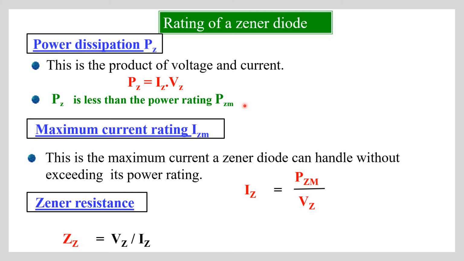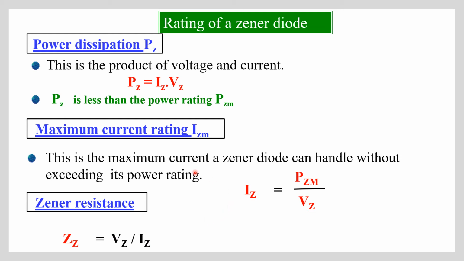The power rating may be in the form of 1/4 watt to more than 50 watt. The second rating is the maximum current rating, IZM. This is the maximum current a Zener diode can handle without exceeding its power rating. So this much current can flow without exceeding the power rating. Iz is equal to PZM upon Vz, where PZM is the power rating and Vz is the Zener voltage.